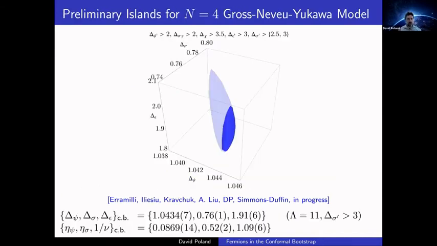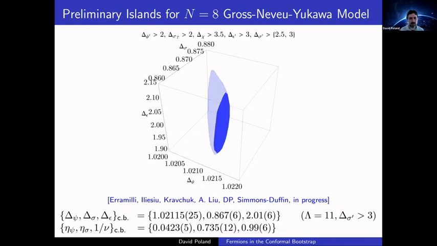Okay, we can also now get islands for the n equals 4 Gross-Neveu-Yukawa model at a similar level of precision. I'll highlight that here we get a very, very precise determination of delta psi or eta psi, at basically the 3rd to 4th digit, with less precise determinations of the other scaling dimensions, but here they're roughly at the 2nd digit. And here's a similar plot for n equals 8. We haven't pushed these very far yet, so we're currently working to push them to much higher derivative order and shrink the islands further.